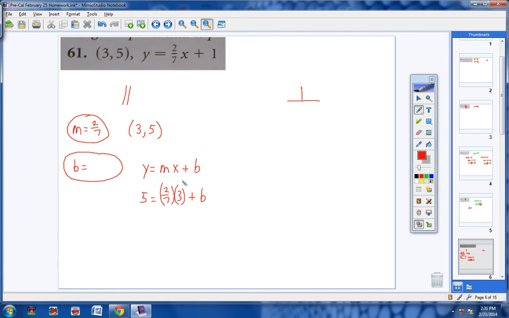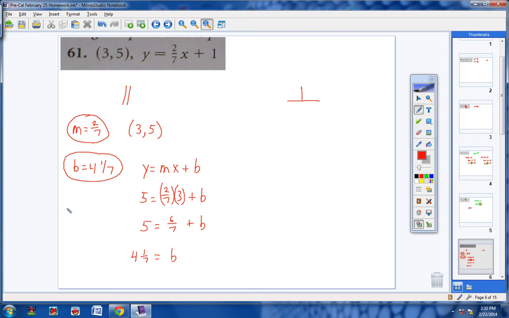And then simplify this side over here. So 5 equals 6/7 plus b. 2/7 times 3, and then bring the 6/7 over and make it negative, and you will get 4 1/7 equals b, or 29/7 if you prefer. So 4 1/7 is your b.